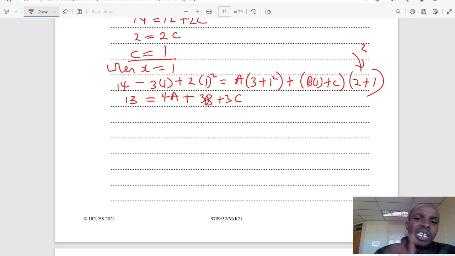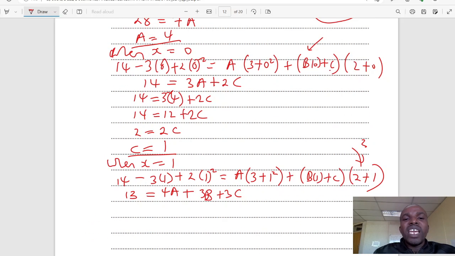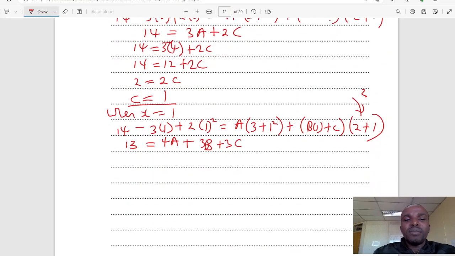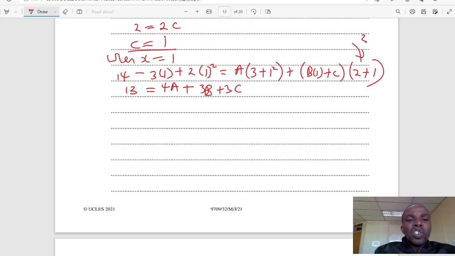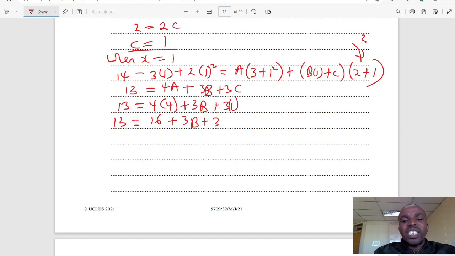Then where there's A, I have to put 4, because I found my A is 4, then C is 1. So where there's A, I put 4. Where there's B, I maintain it. Where there's C, I put 1. Like this. So it will be 13 equals 4 by 4, 16. Then plus 3B, 3 times 1 is 3.